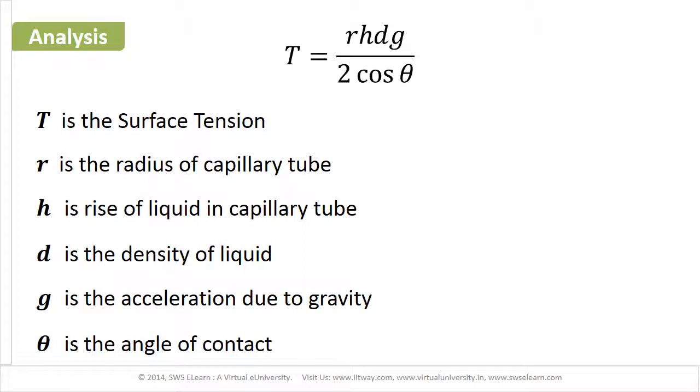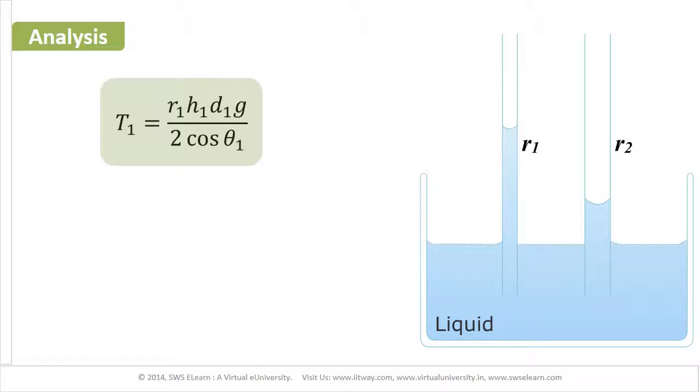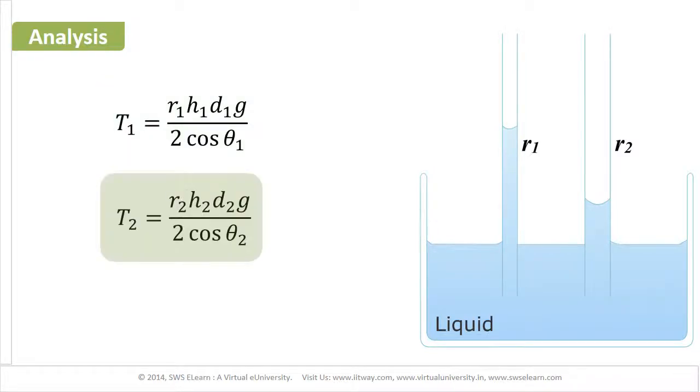Let us write this equation for the situation where there are two capillary tubes of different radii. Writing surface tension equation for each capillary tube, we get T1 equal to R1 into H1 into D1 into G upon 2 cos theta 1, T2 equal to R2 into H2 into D2 into G upon 2 cos theta 2. As the liquid in both the capillary tubes is the same, the surface tension definitely is the same.